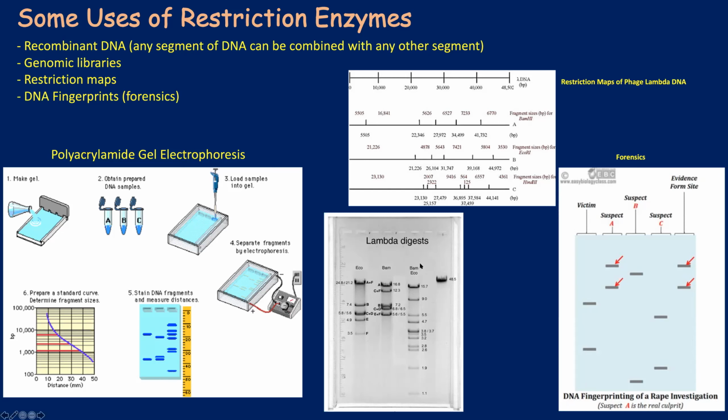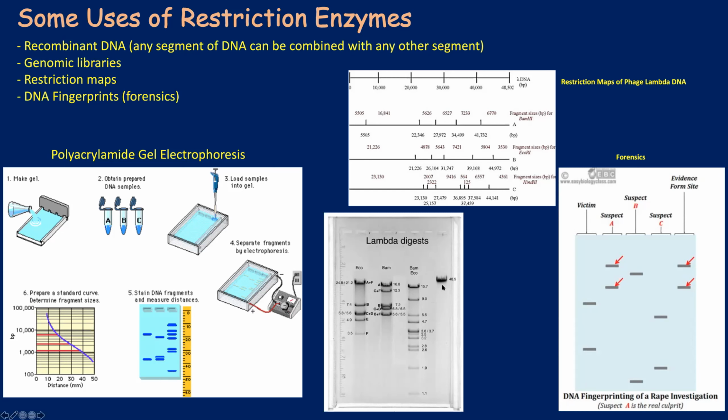And similarly, the BAM digest here should have made 6 fragments. Again, 1, 2, 3, 4, 5, 6. But the BAM fragments are all different size from the ECO fragments. Now, this is how they're visualized. And if you were actually interested, if a gene that you wanted was on one of them, say this 7.4 kb fragment, you could actually cut this out of a gel and clone it.